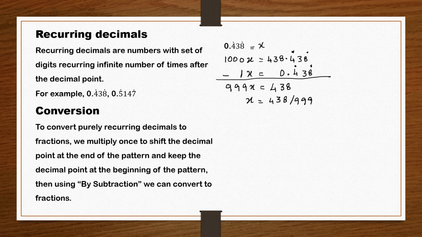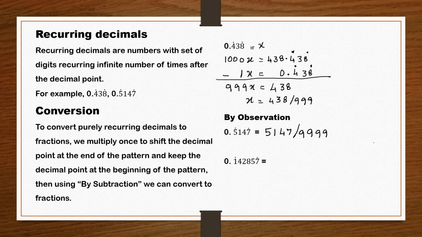Now we try this with by observation. 0.5147 recurring. Here 4 digits are recurring. Write the pattern in the numerator 5147 over 4 nines in the denominator, 9999.